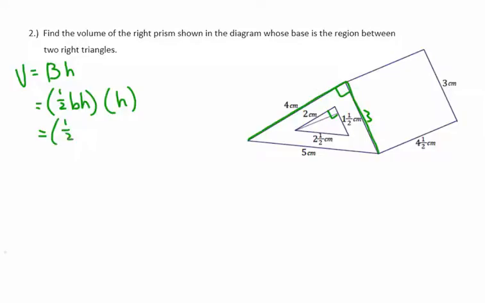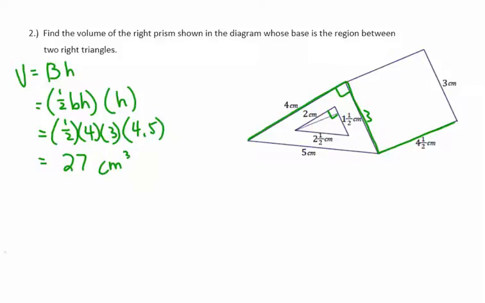So 1/2 times 4 times 3. Again, this is the area of the triangle, times how long this whole thing is, which is 4.5. So my volume of the large triangular prism is 27 centimeters cubed.